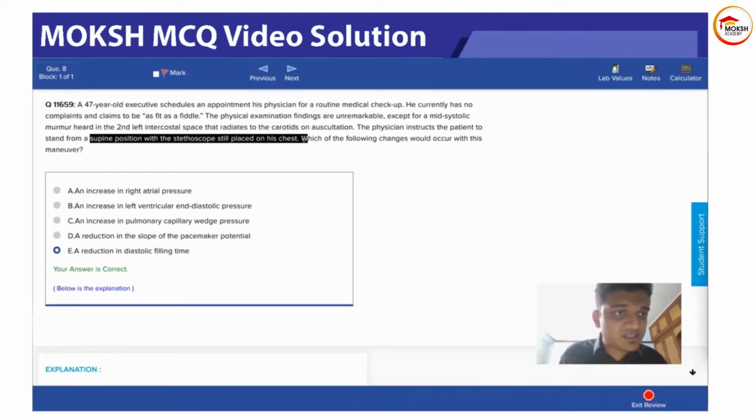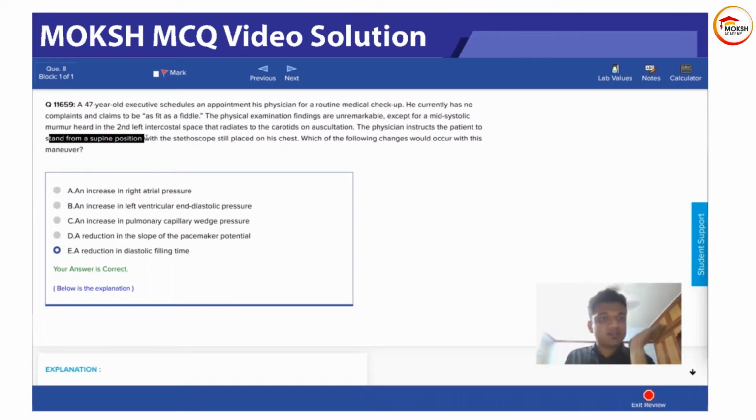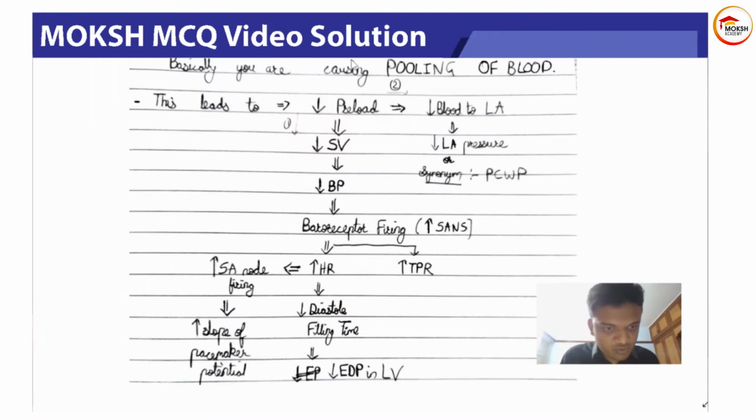Here we are making the person stand from supine position. Okay, he is first supine and then he's standing. So what happens in this case is, let me show you in whatever time it goes. This is important, guys. So basically you are causing pooling of blood. Person is sleeping, he's standing, the blood pools down towards his legs.